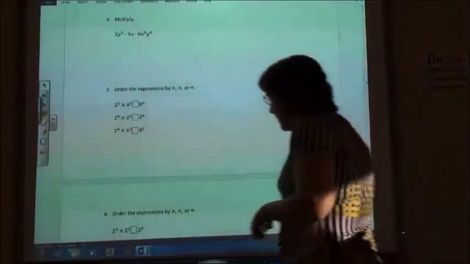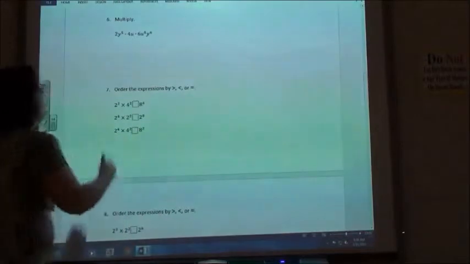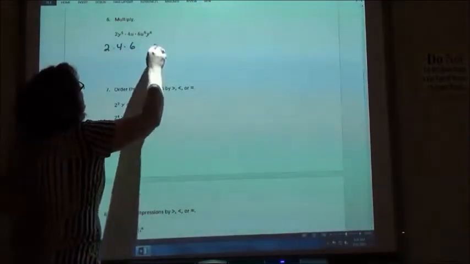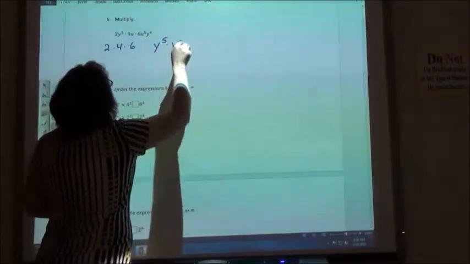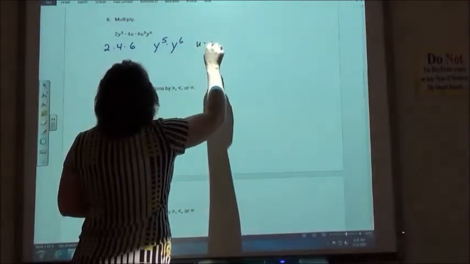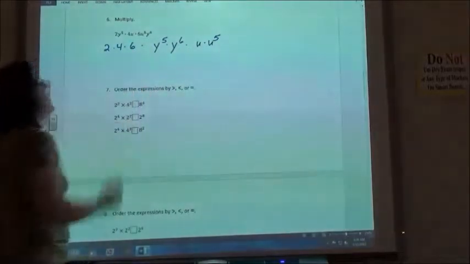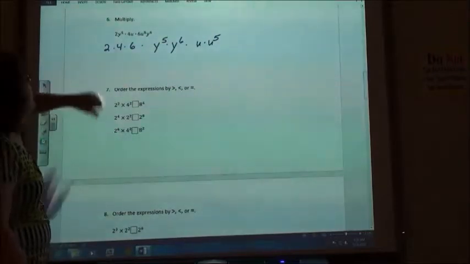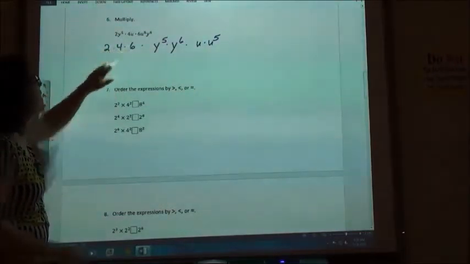So number 6, if you're going to multiply that one, hopefully you did 2 times 4 times 6, and then you have a y to the 5th times a y to the 6th, and a u times a u to the 5th. And the order of those variables could be reversed if you did your u's before your y's, that's fine. Multiplying that out, 2 times 4 is 8, 8 times 6 is 48.